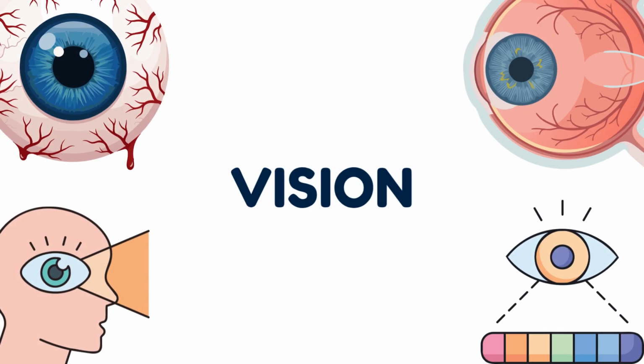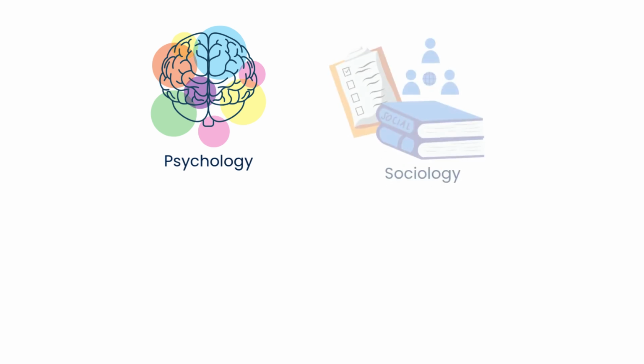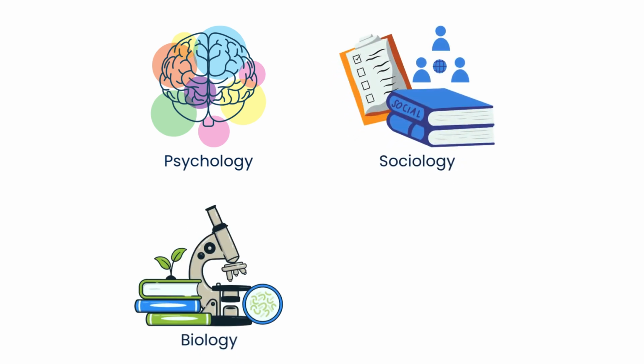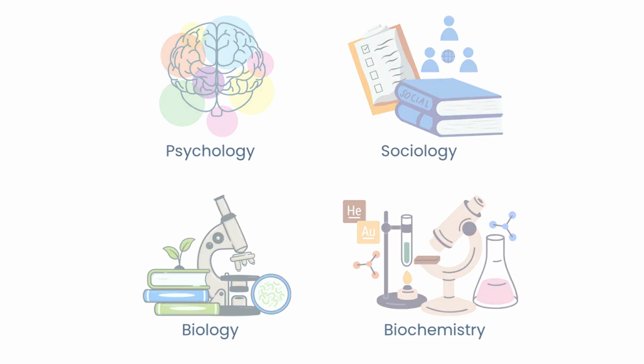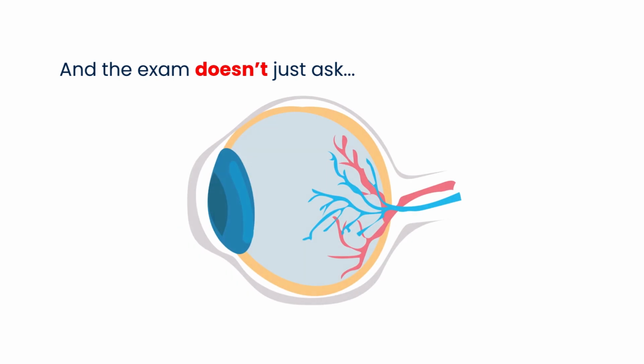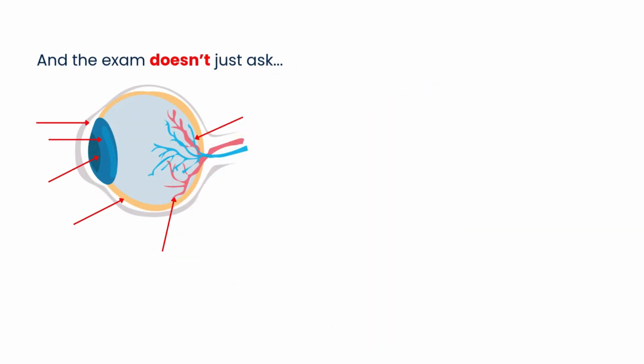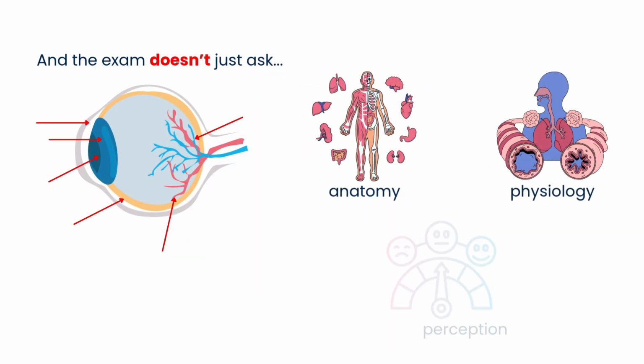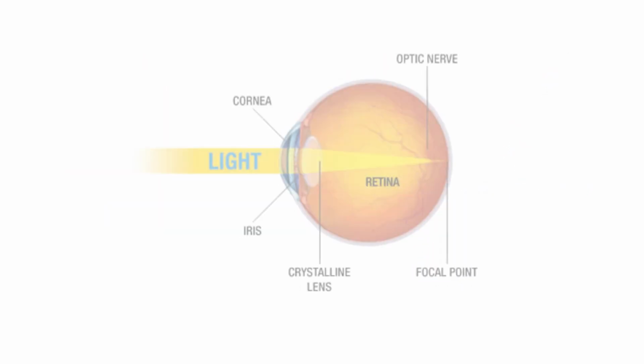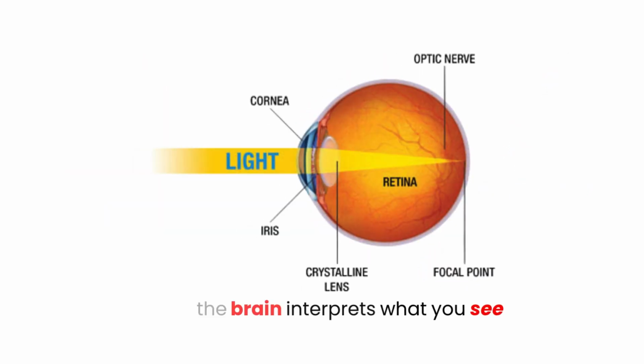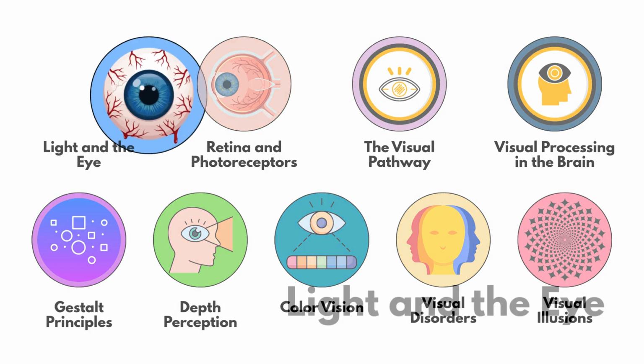Vision is one of the most heavily tested senses on the MCAT, showing up in both the psychology and sociology and the biology and biochemistry sections of the MCAT. And the exam doesn't just ask you to label the parts of the eye, it pushes you to connect anatomy, physiology, and perception into one story, from the moment light enters the eye to how the brain interprets what you see.